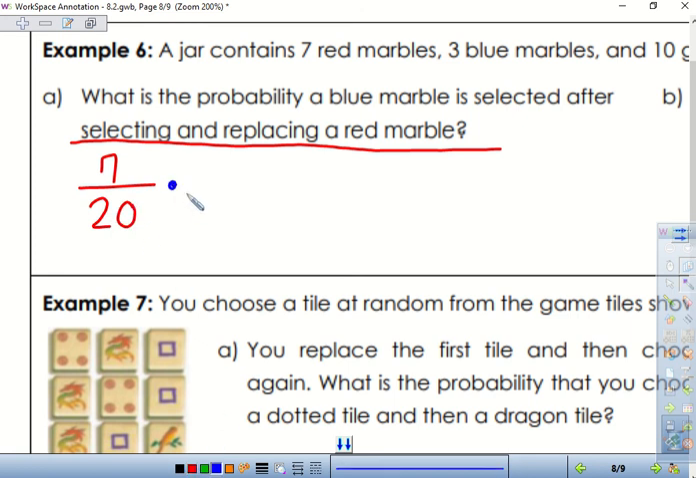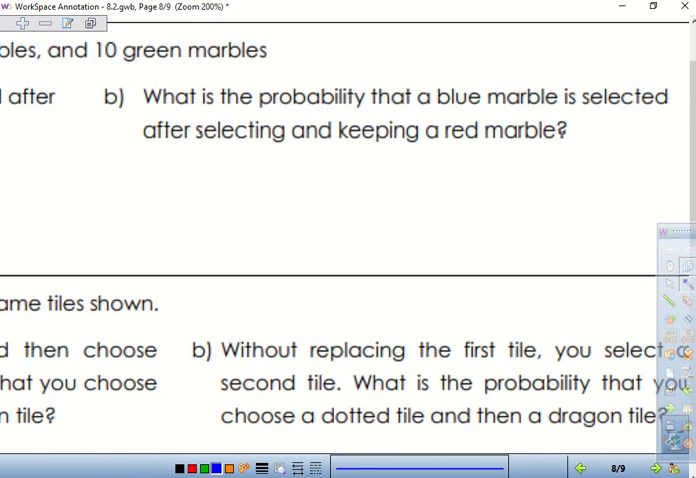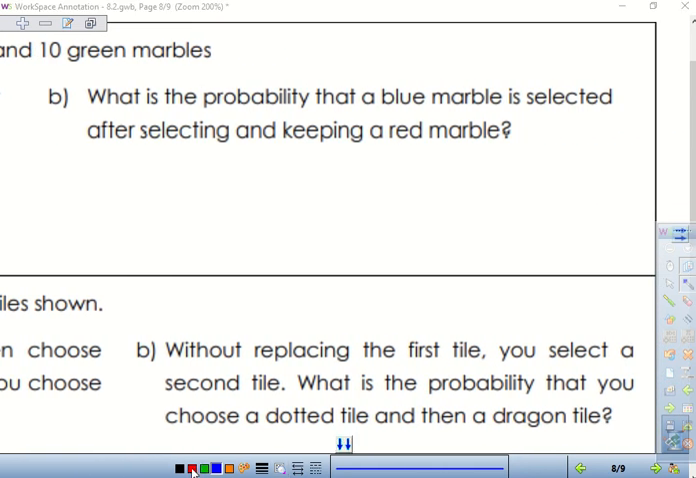Times, now I replaced it, so does my total change? No. So 20 out of what to get the blue? 3 out of 20, right? So you select a red marble and you replace it, then you try to select the blue. So the chance of that happening is 21 out of 400. Make sense?